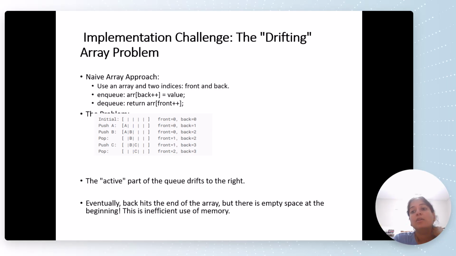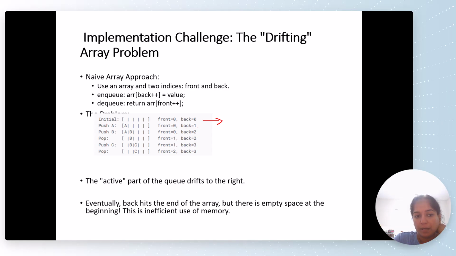Now, queue implementation. If we use arrays for the queue implementation, there is a problem called the drifting array problem. What is that? For example, initially your queue is empty. We have an array of 5, queue of 5, and initially the queue is empty. So my front is at index 0, back is at 0. Always remember, index starts with 0. You push one element A, so front is 0, back is 1. You push one more element B, so front is 0, back is 2.